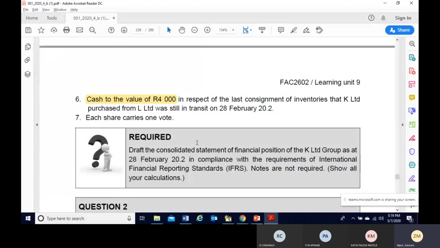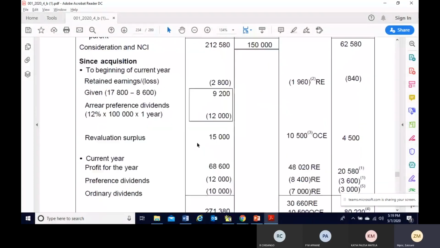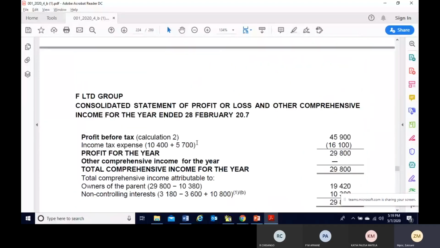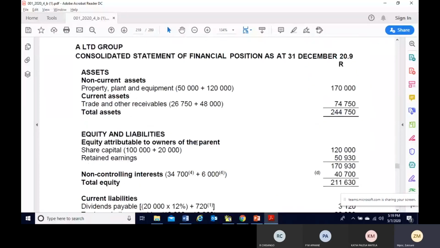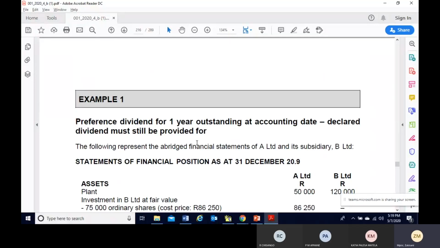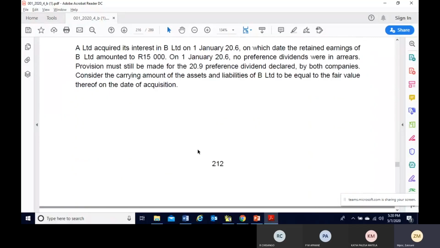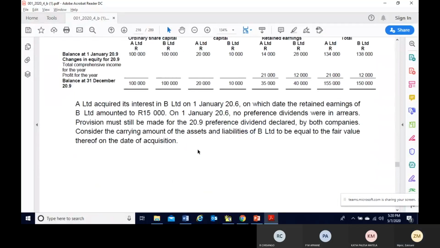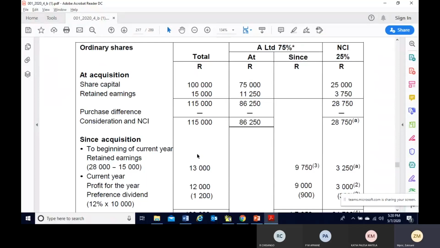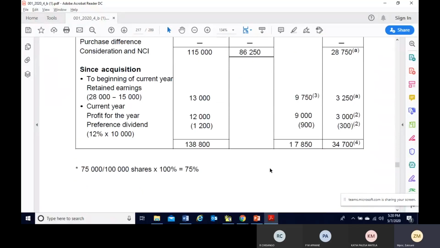With that being done, I'll upload the solution for you guys to have access to it in the other resources. Mainly, very important, I want us just to quickly go through example 1, example 2, and example 3, and I'll just talk you through them. We're not going to do them, because you need to understand them. Example 1: preference dividend is outstanding for 1 year. It's declared and must still be provided for. So in example 1, you are given the statement of financial position and statement of changes in equity, and you are required to do consolidated statements. Everything else is the same as what we have done.